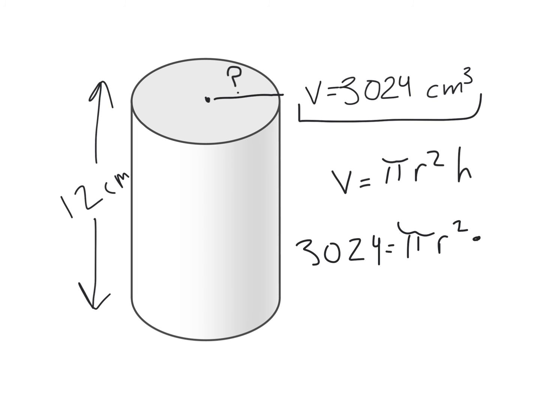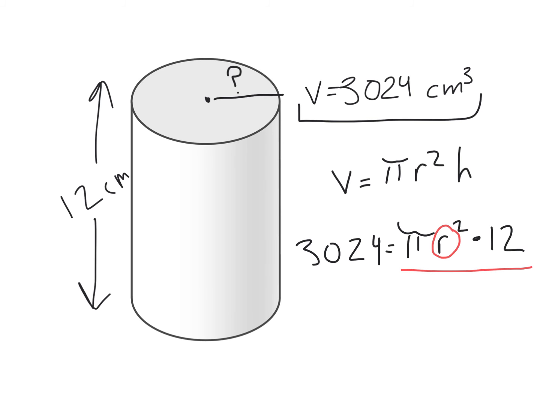Well, we do know the height is 12. So we can see here now we have made a one variable equation. The only thing that we don't know is r, and so we're going to try to find the value for r. So to do that, we need to just solve this like a one variable equation.